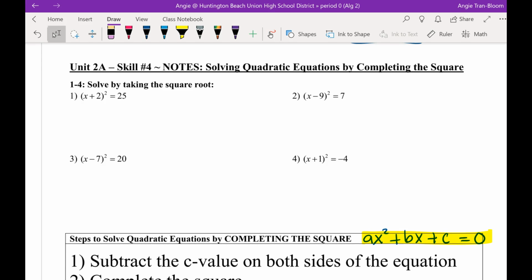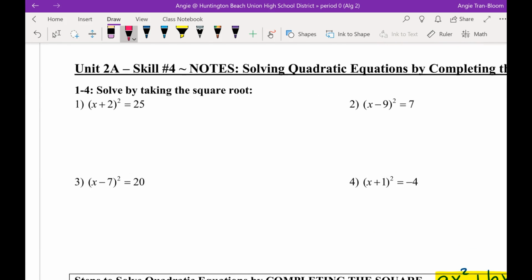So this is already factored for you. All we have to do now is undo the power of 2. So, Kimmy, how do we undo the power of 2? Yeah, we're going to square root both sides. Okay. If we take this square root, we are now going to end up with x plus 2 equals.